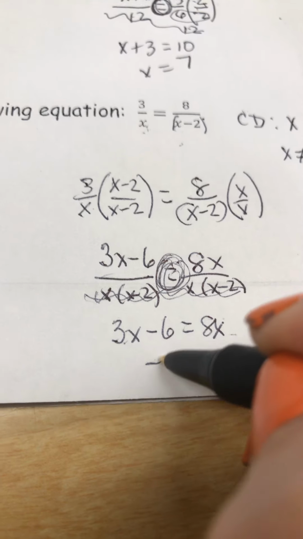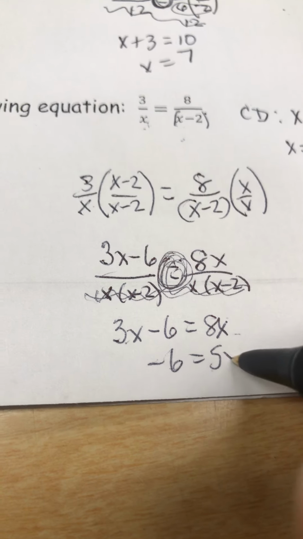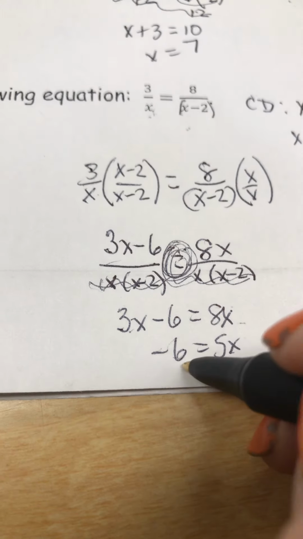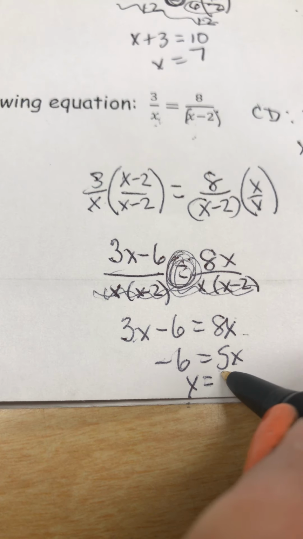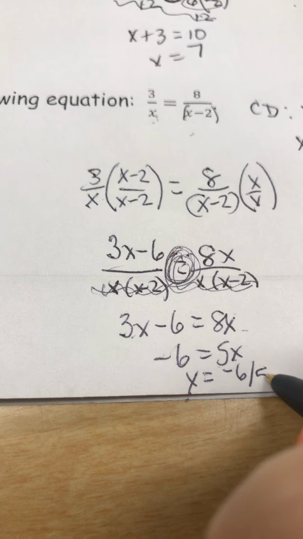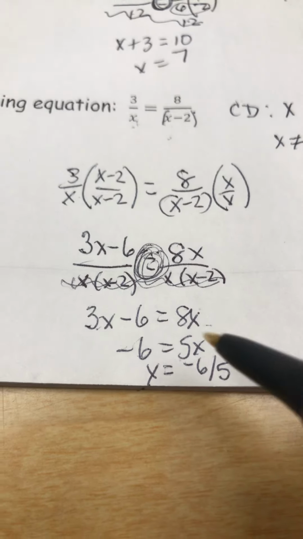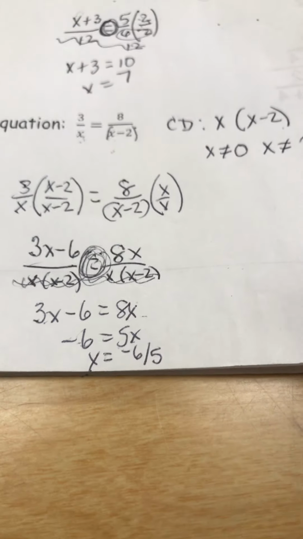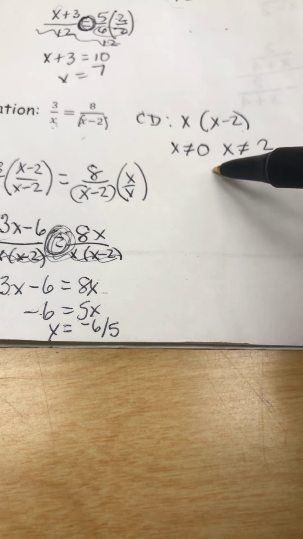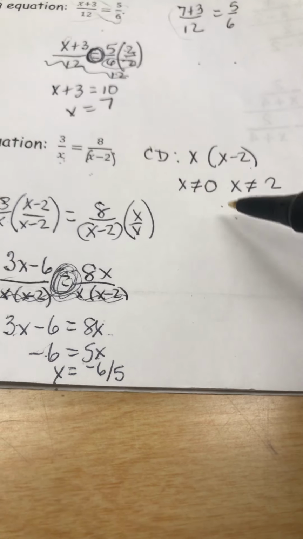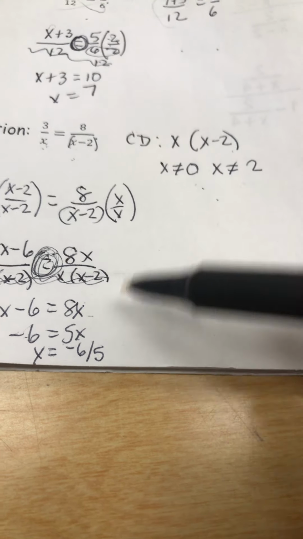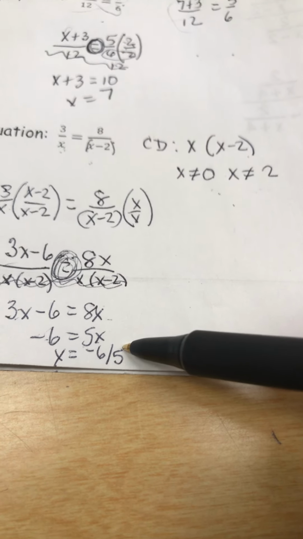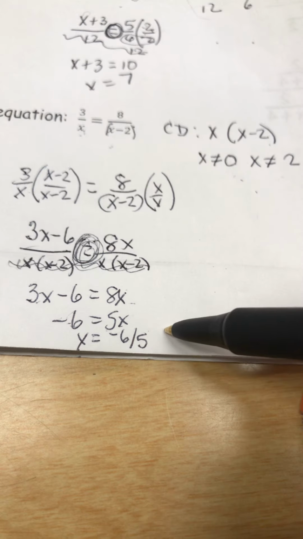Move this over, we get 5x. And now divide, we get x, I've run out of room, sorry, is equal to a negative 6 over 5. Okay? When you divide both sides by 5. Now, make sure you always check this when there's a variable that has undefined. If this here was either one of these, it would have to be rejected. It doesn't. Okay? So this is your final answer.